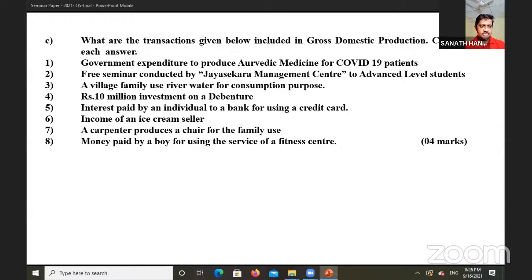First one, included in GDP. It is a production of a commodity. It comes under the production boundary.